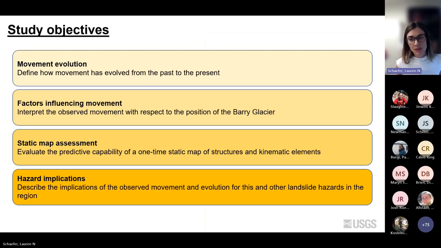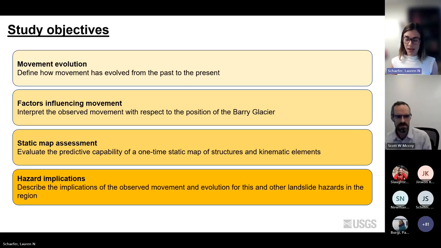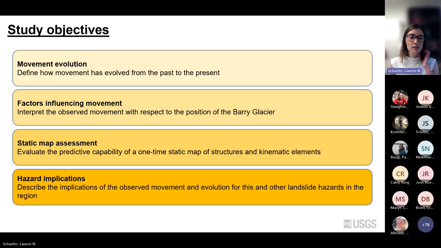So our study objectives. The first was movement evolution. We wanted to define how movement has evolved or not evolved from past to present. We were interested in finding out not only how fast and how the velocity has changed, but also in what way this landslide is moving and what it tells us about the landslide hazard. The second objective was to look into factors influencing movement, especially with respect to the position of the Barry Glacier.